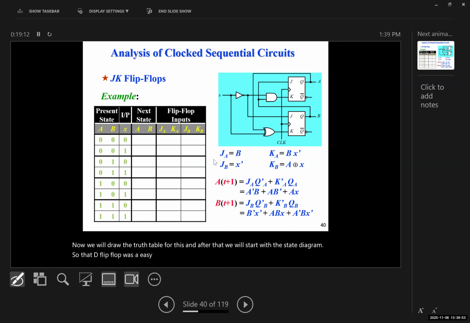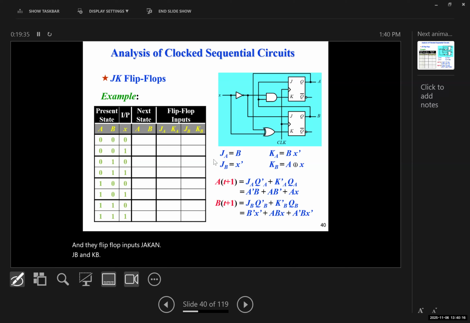This one is a little more complicated. Now, the example here we have is the present state A and B and the input X. We're going to get to the next state, A and B, and the flip-flop inputs, JA, KA, and JB and KB.